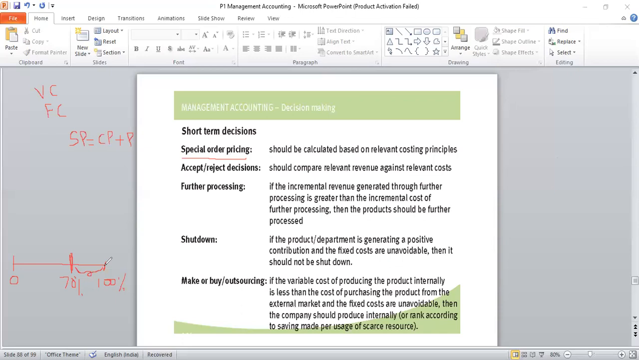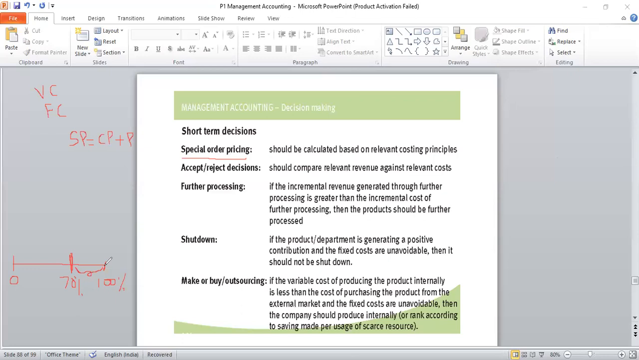So, the special orders which are taken up over and above the existing capacity level by utilizing the unused capacity, there the selling price will be decided as variable cost plus profit margin. So that is how it becomes possible for them to offer it at a discounted price.